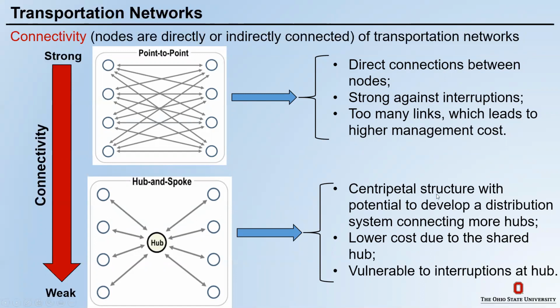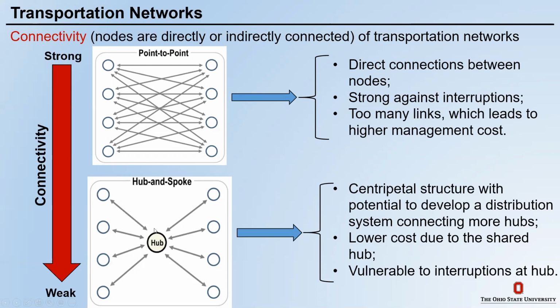We have a centripetal structure with potential to develop a distribution system connecting more hubs, right? Lower cost due to the shared hub. You don't have to establish links to exhaust all pairs of nodes from group 1 and group 2. You simply have to create a hub and connect this hub to all other nodes, right? Lower cost due to the shared hub, but vulnerable to interruptions at the hub.